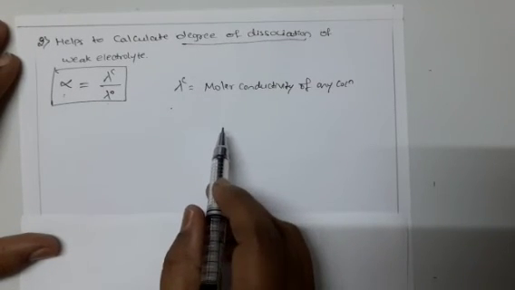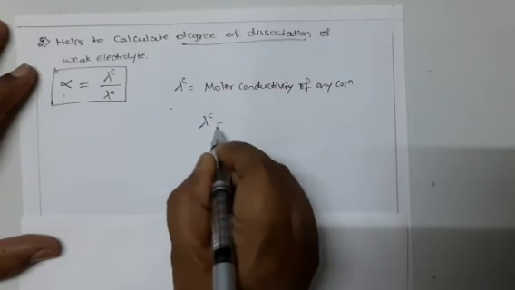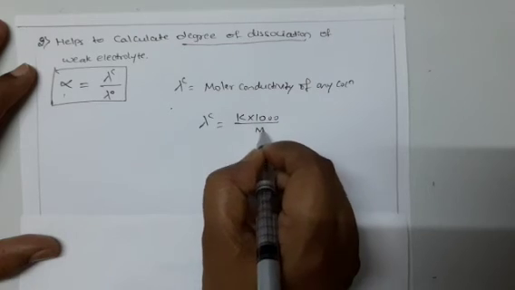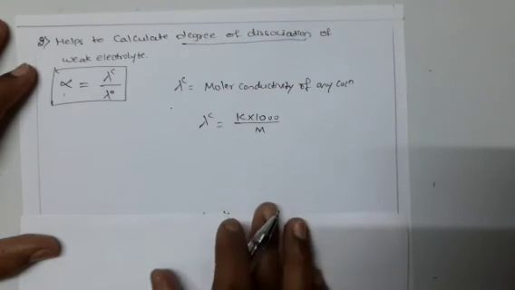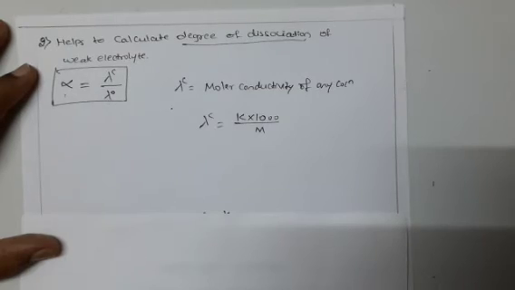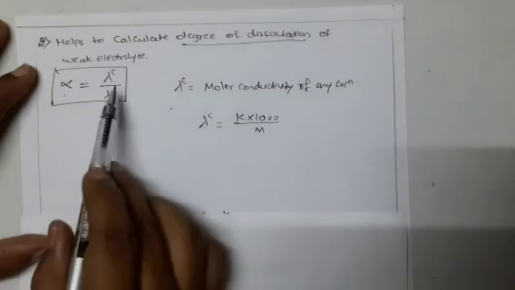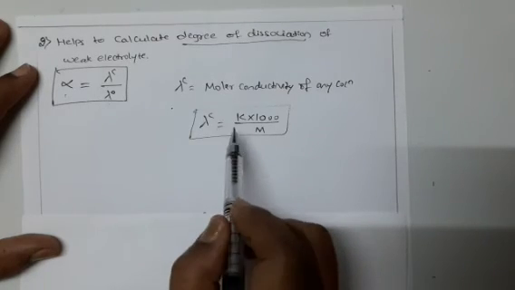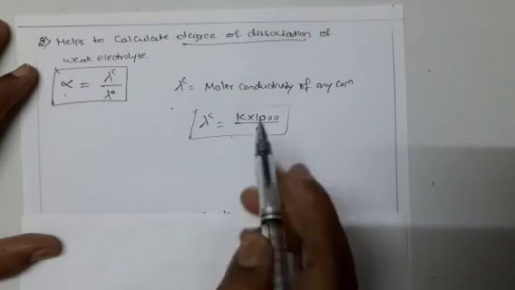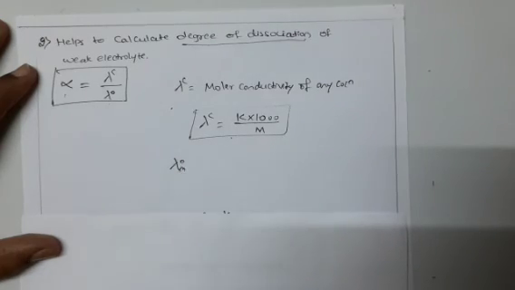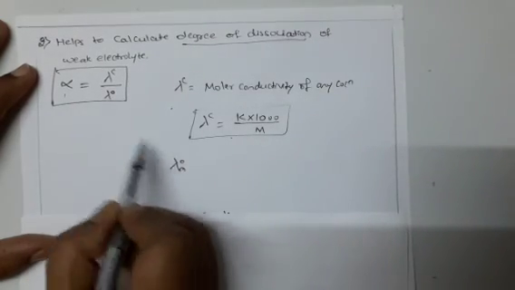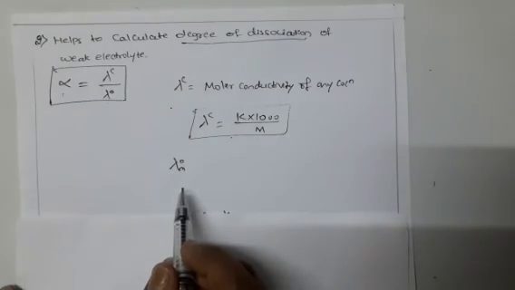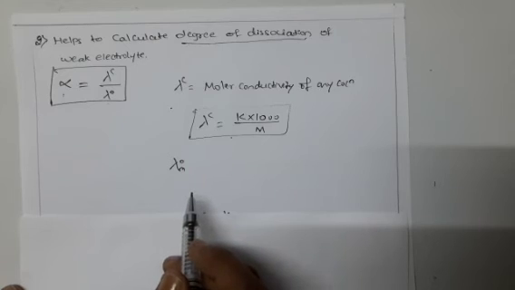By this, lambda C we have to calculate how? Lambda C is equal to K into 1000 divided by M. Isn't it? So if they have not given the lambda C value in the problem, we have to calculate it using this formula. And lambda M naught is the limiting molar conductivity. We have to calculate it like the first application.